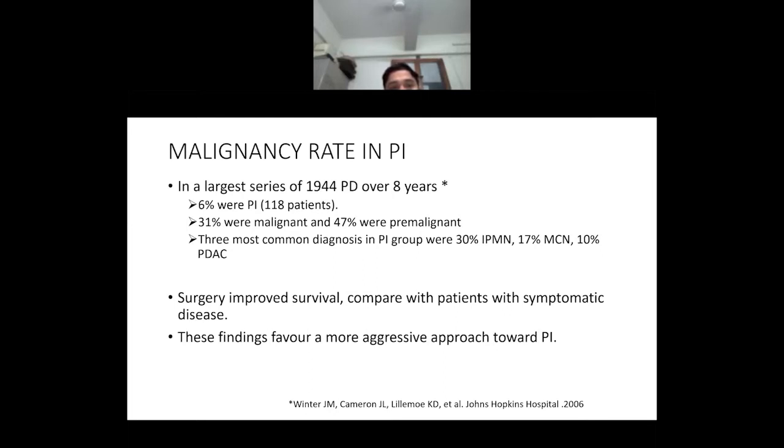Overall, in pancreatic incidentaloma in this series, the three most common diagnoses were intraductal papillary mucinous neoplasm in 30%, mucinous cystic neoplasm in 17%, and pancreatic duct adenocarcinoma in 10%. They found that surgery improved survival when compared with patients who presented with symptomatic disease. These findings favor a more aggressive approach towards pancreatic incidentaloma.